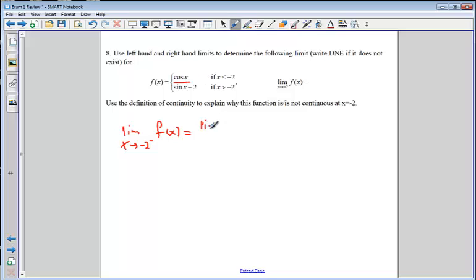So I have the limit as x goes to negative 2 from the left of cosine of x. Now cosine is a continuous function, so it's just cosine of negative 2.